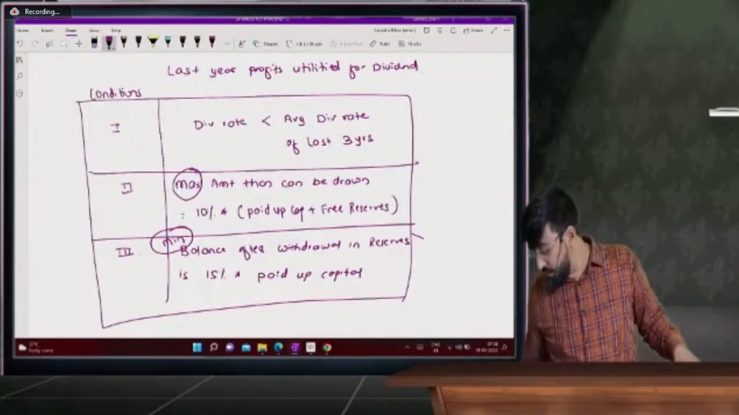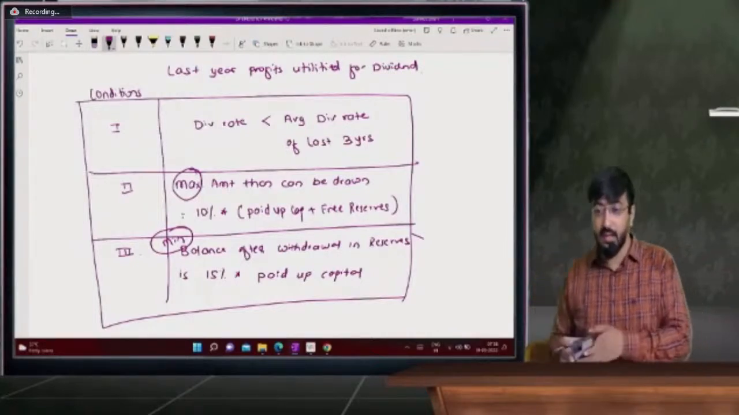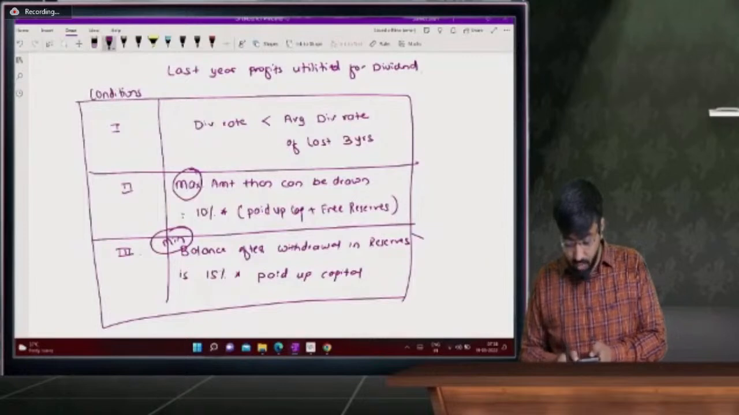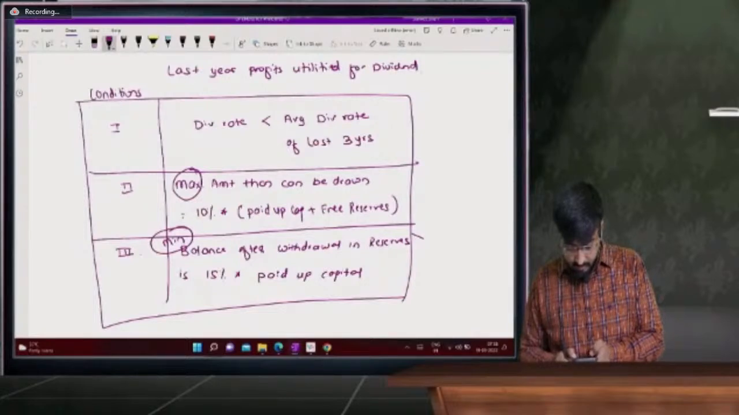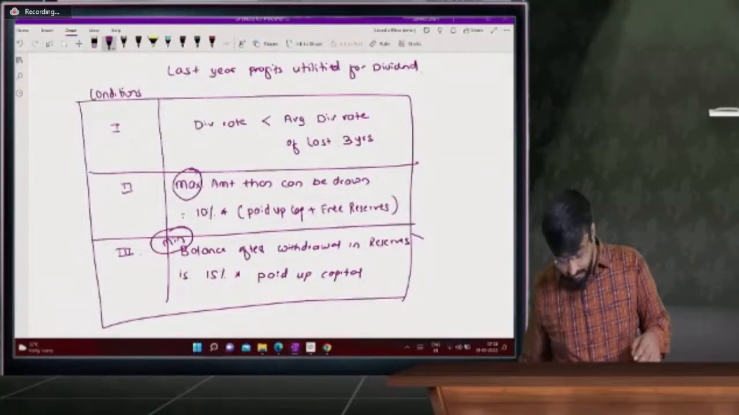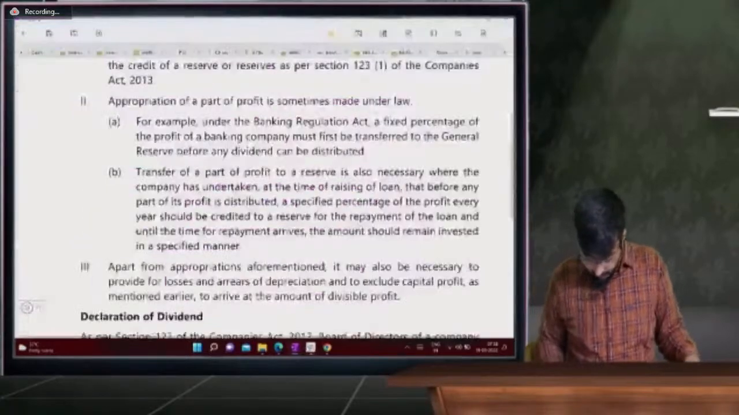Okay, now you tell me in the comment section. Explain all these 3 conditions to me, and I'm giving you 5 minutes. These are the 3 conditions that you have to understand.